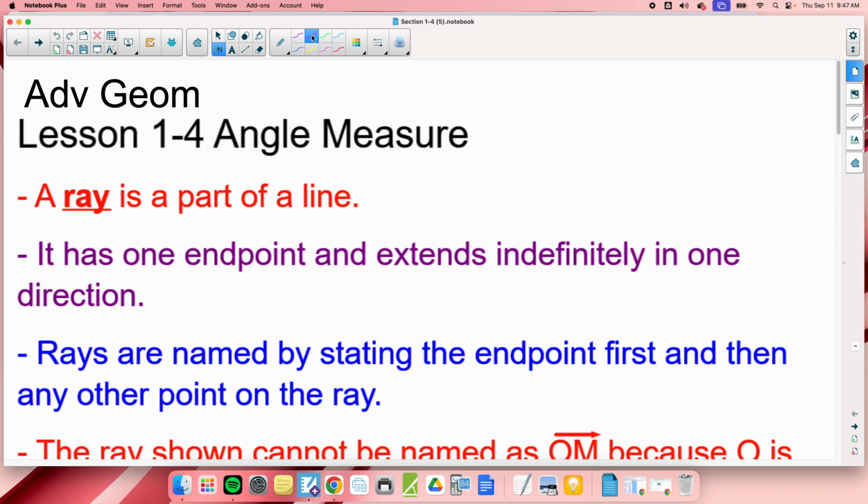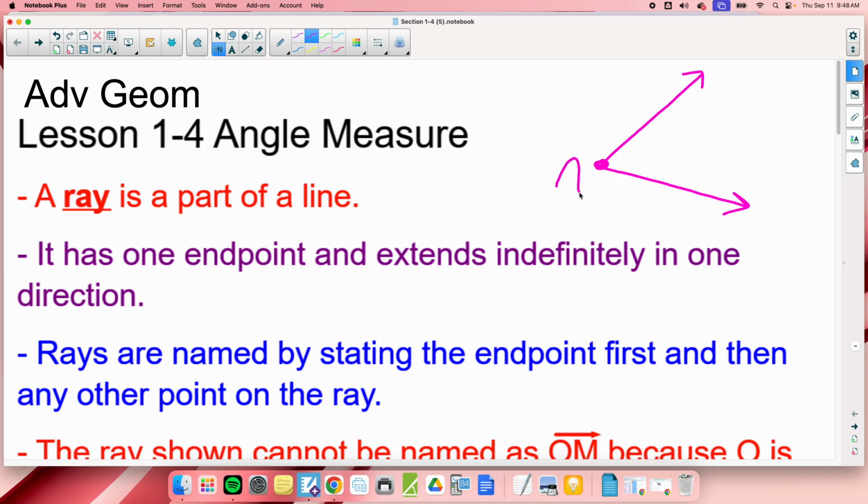Today we're going to talk about angles. Part of an angle is a ray, so to start talking about this, we have to talk about rays. From here out to that extended line, that's a ray. It starts at this point and keeps going forever and ever.